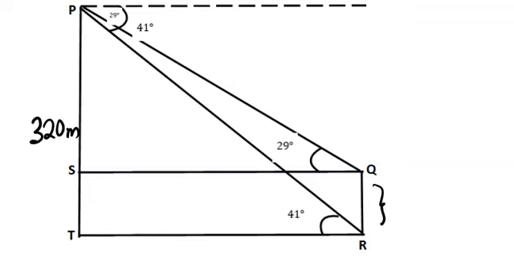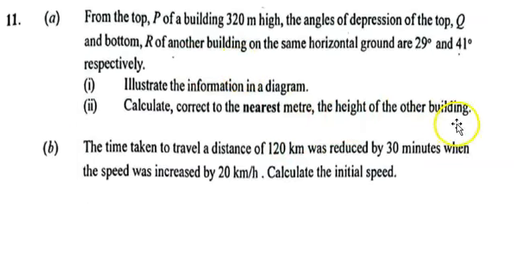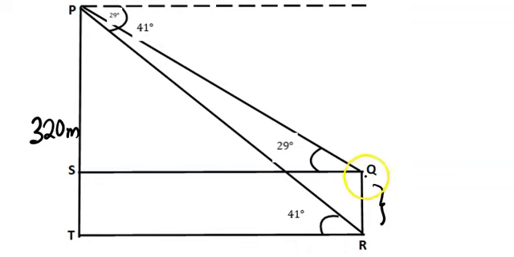Now let's see the second. We have to calculate the height of the other building, right? This is the other building. That is the height, right? We know the height of the first building. So to be able to find this, we know this angle too. So let's consider triangle PTR, right? So this will be 90 degrees, right? And then that is the opposite, and then the one down here becomes the adjacent.